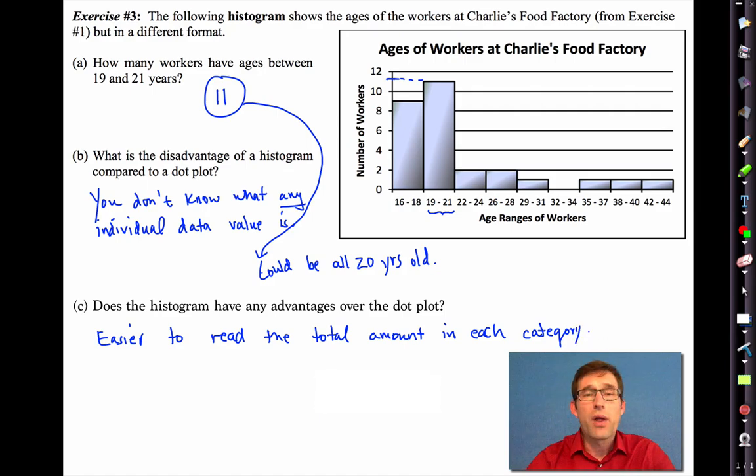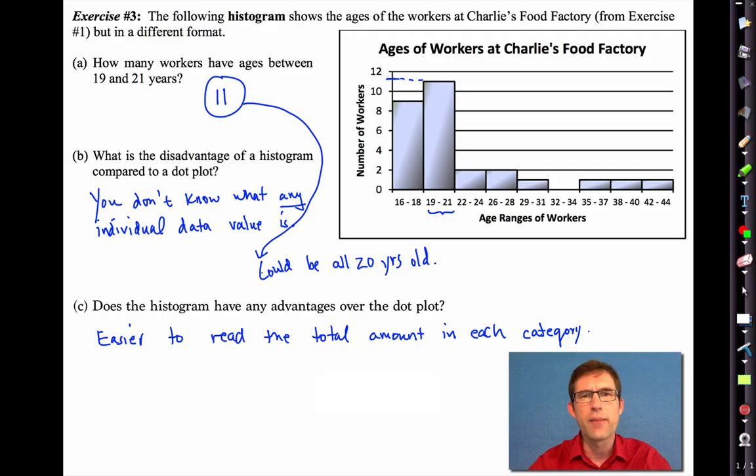Right? With the dot plot, you literally have to sit there and count the dots. All right, now granted, you could have a Y scale on the dot plot, but that's not all that common. Really, with the dot plot, what you're tending to do is just looking at the number of dots and saying, oh, well, there's more dots there than there are there. So there's more people that have ages of 17 years than ages of 30 years, right? That's what you're trying to do with the dot plot.